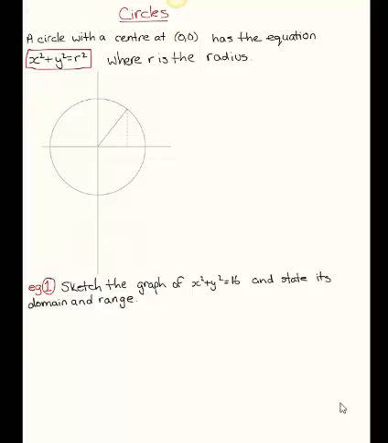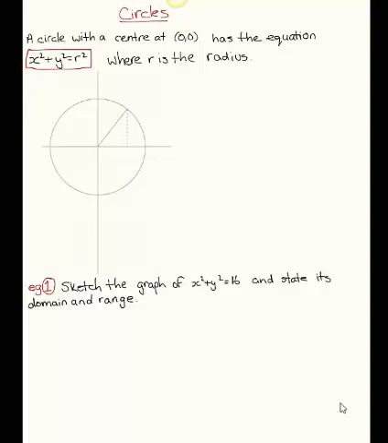This lesson looks at circles. The general equation for a circle, if its centre is at (0, 0), is x² + y² = r², where r is the radius. Now, the reason for that, well, look at this circle.